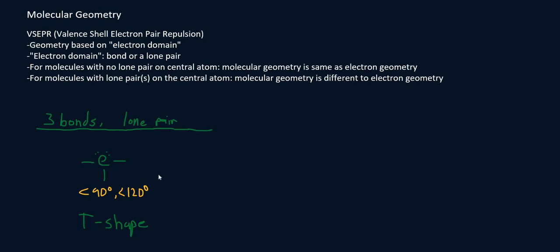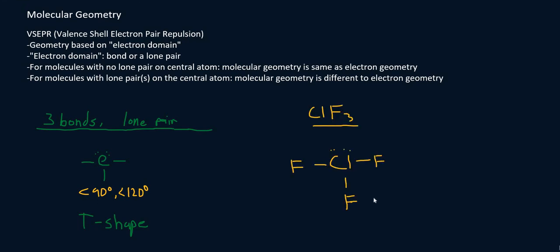And because our electron geometry is trigonal bipyramidal, we would expect it to have a 90-degree axial bond angle and a 120-degree equatorial bond angle. But because of those 2 lone pairs, we have a distortion where we have less than 90 degrees and less than 120 degrees for those axial and equatorial bond angles.